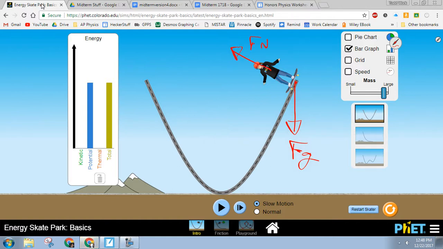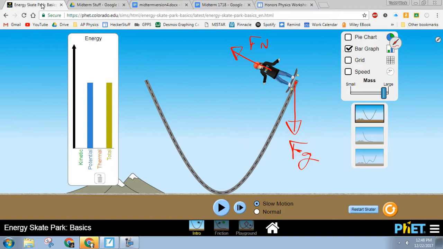Now, the law of conservation of energy says if your non-conservative forces don't do work, then your total energy is constant. So there's only two forces. Gravity, we don't need to worry about that because it's a conservative force, right? Normal force, that's non-conservative, right? Remember, the only two conservative forces are gravity or a spring. So anything else is non-conservative.